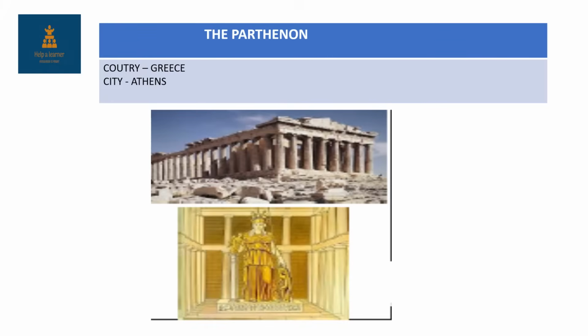This is our next icon, the Parthenon. The Parthenon is found in the country of Greece, in the city of Athens. Now, look at this building. It looks like an old building. Like I said before, make sure that you look at your pictures. You will be able to identify them without being confused. Let's look at why it is regarded as an icon. Next slide.